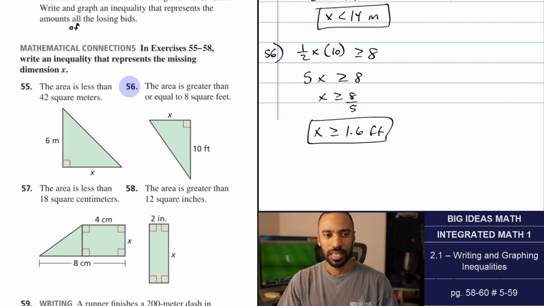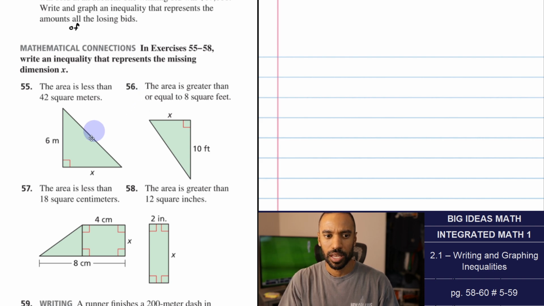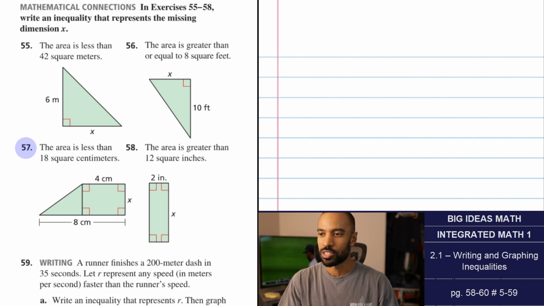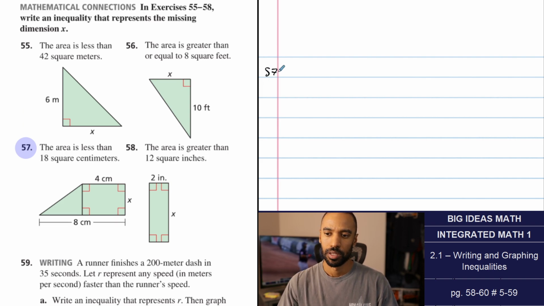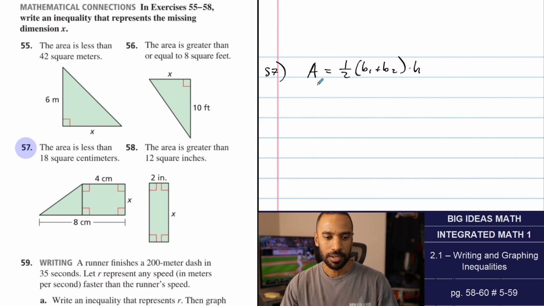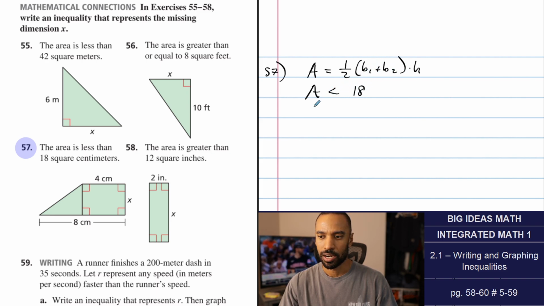Really interesting that they're solving on these ones, unless by writing we're not supposed to solve, but hey, I'm doing it. Number 57: we have the area is less than 18 square centimeters. This is the area of a trapezoid. This is averaging your bases and multiplying by height. So average your bases, add these and take half of it, then multiply by height. We need to find height. The area must be less than 18 square centimeters. So this area here, 1/2.